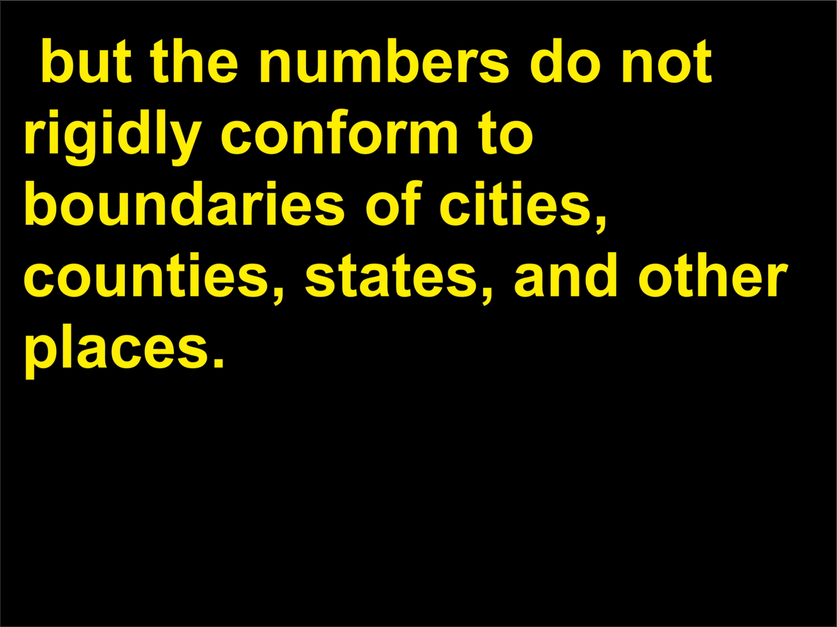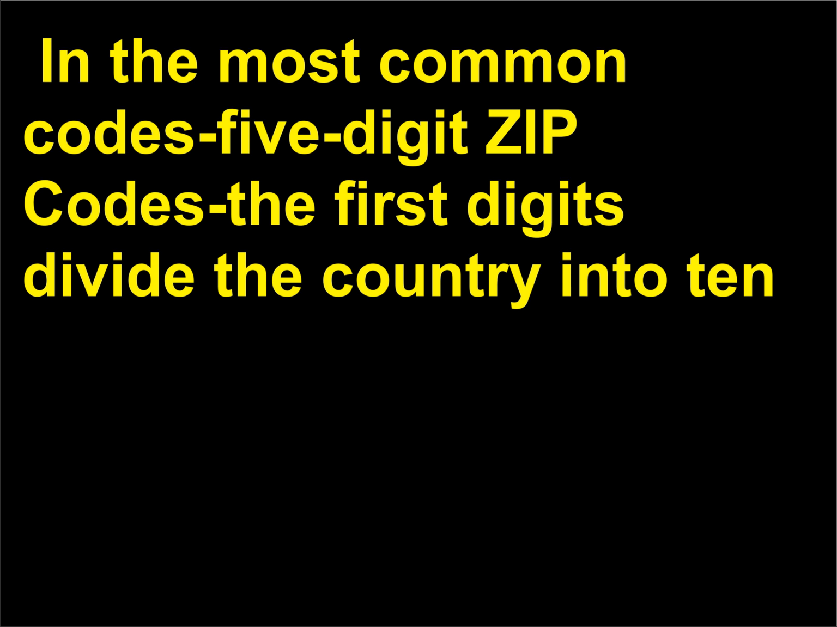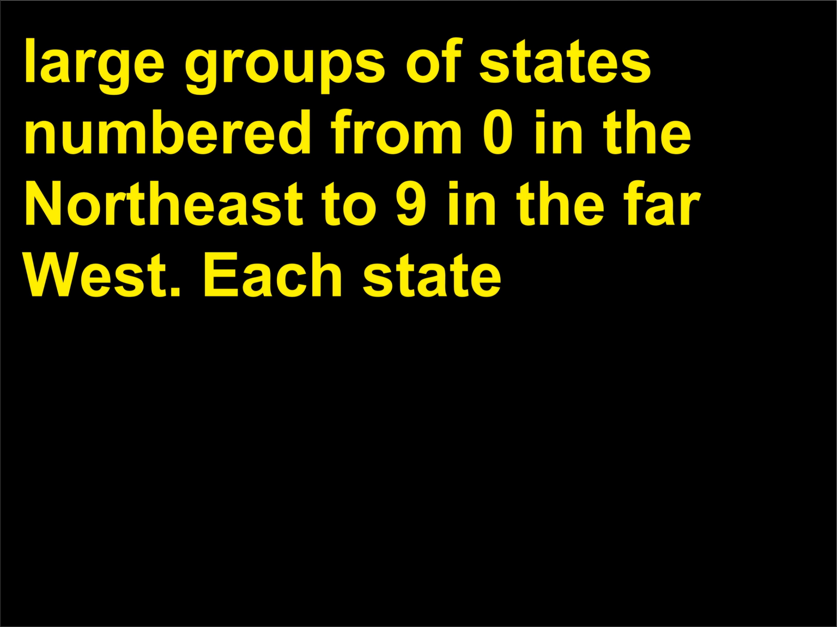But the numbers do not rigidly conform to boundaries of cities, counties, states, and other places. Depending on the area, a zip code includes 5, 7, 9, or 11 digits. In the most common codes, 5-digit zip codes, the first digits divide the country into 10 large groups of states numbered from 0 in the northeast to 9 in the far west.